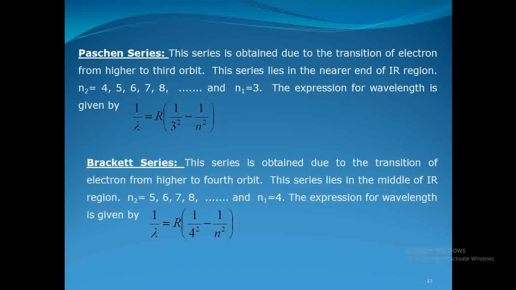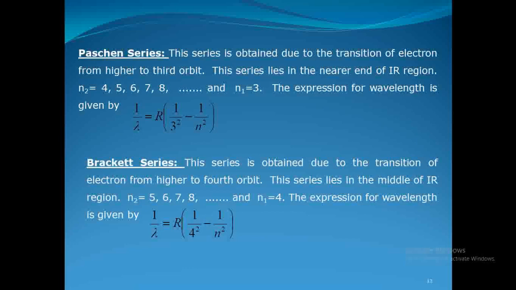Next is the Brackett series, and this series is obtained whenever an electron makes a transition from a higher energy orbit to the fourth orbit, and this lies in the middle of the IR region, and here n1 will be equal to 4, which is fixed, and n2 may vary from 5, 6, 7, 8, 9 until infinity.